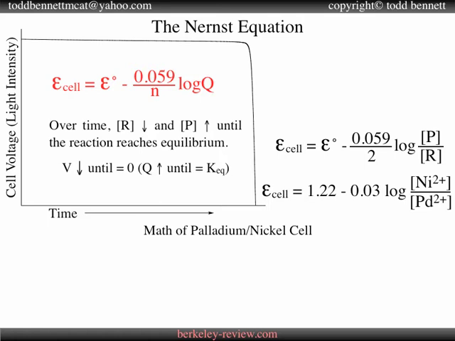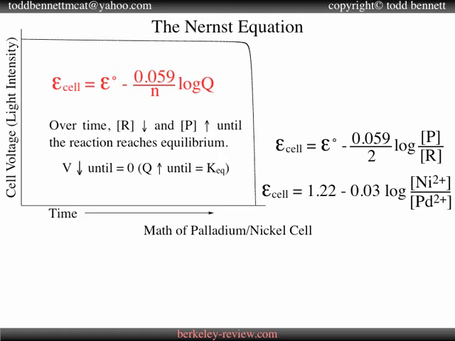So 0.059 over n, palladium's 2 plus, nickel's 2 plus. In the balanced reaction, you're transferring 2 electrons, so the 0.059 gets divided by 2, leaving you with 0.03. And then it's products over reactants. The cathode is palladium getting reduced, so palladium 2 plus is a reactant going to palladium metal, hence it's in the denominator. Nickel metal is being converted to nickel 2 plus in that oxidation reaction, that's why it's in the numerator. So it's products over reactants.